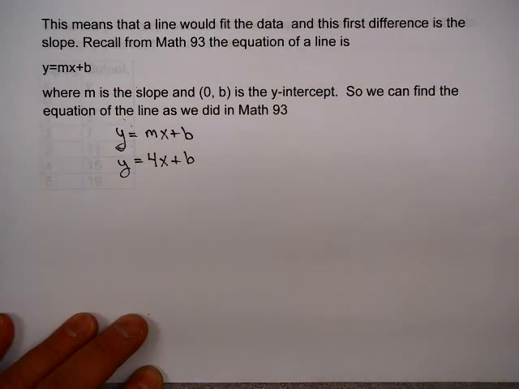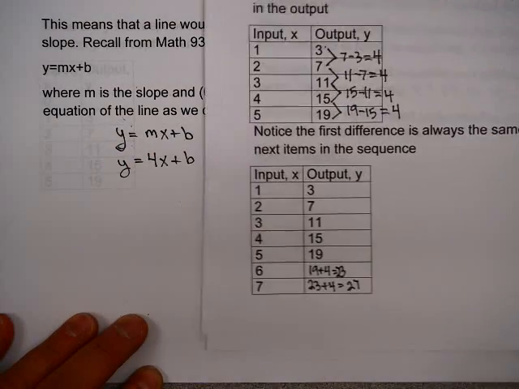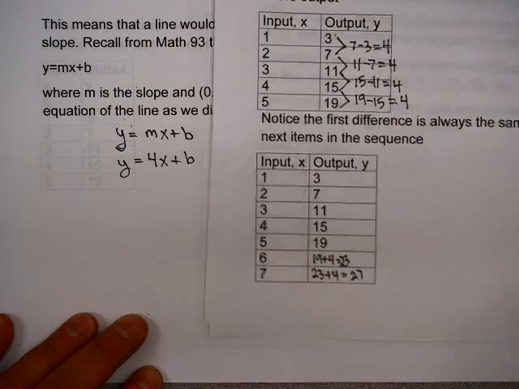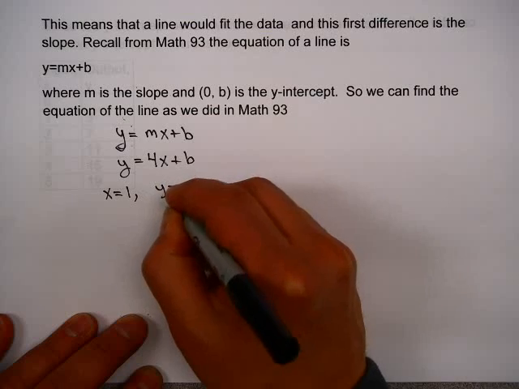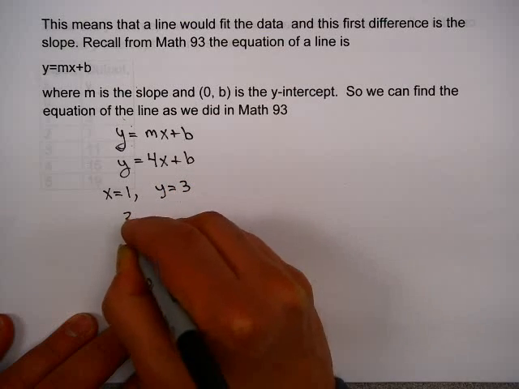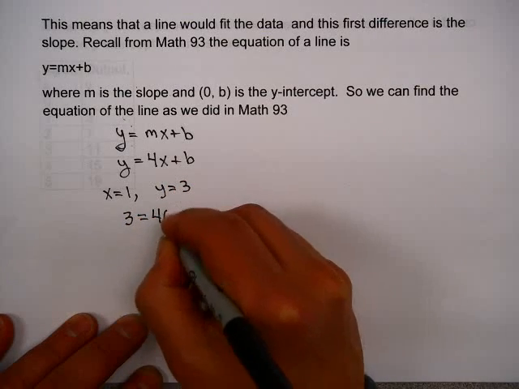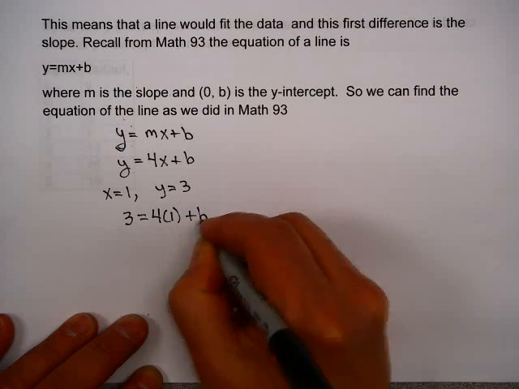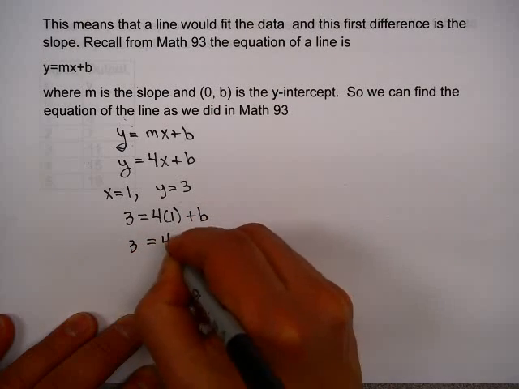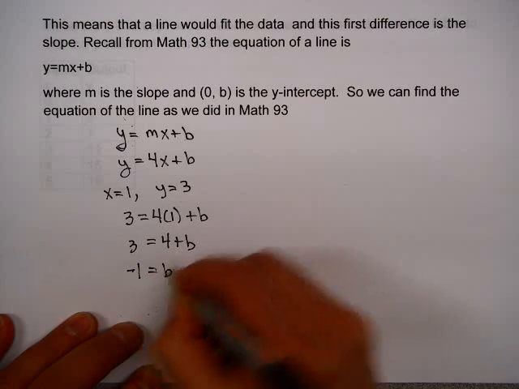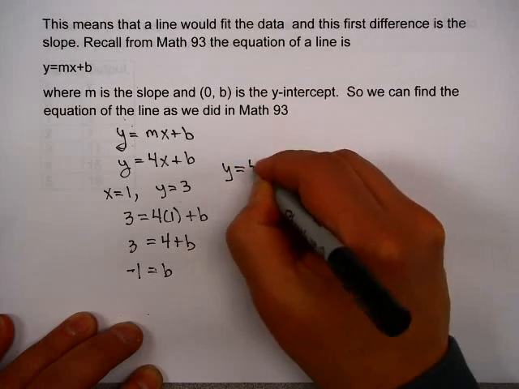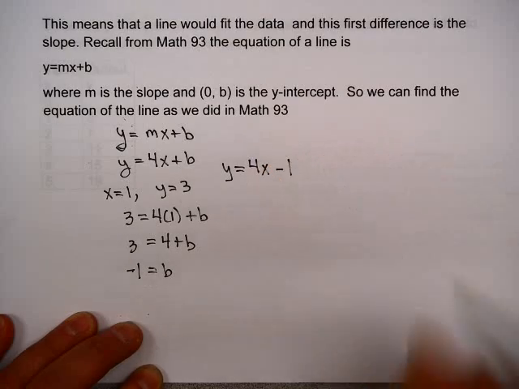Now, take a point from the table. I could take the first one, 1, 3. So x equals 1 and y equals 3. We know that point has to be on the line. So we could say 3 equals 4 times 1 plus b. Or 3 equals 4 plus b. Or b equals negative 1. So my final equation is y equals 4x minus 1.